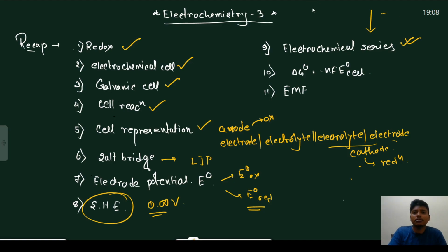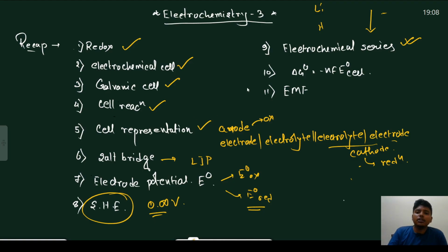So if we talk about the highest one, it is lithium. Then going down and down, hydrogen will come, and below hydrogen, copper, silver, and all. In grade 10, you learned about the reactivity series, similar to that, but here you need to remember some of the values.